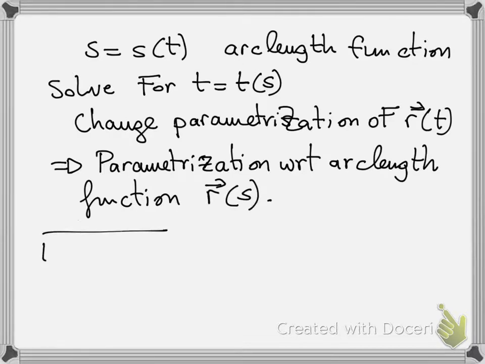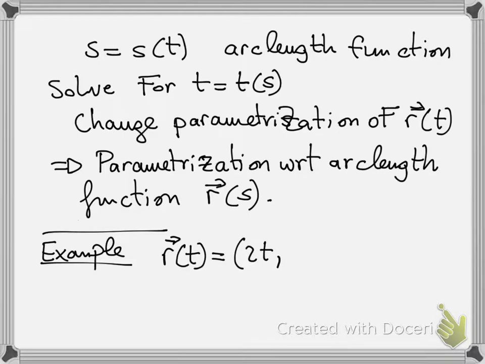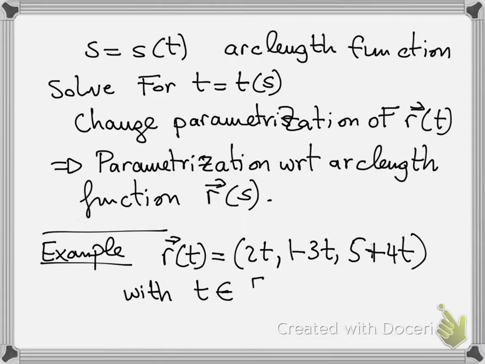So let's do an example. Let's say you have this curve r of t equals 2t, 1 minus 3t, 5 plus 4t, with t from 0 to 1. This interval 0 to 1 is the interval a, b, so a is 0 and b is 1. Let's parameterize the curve with respect to the arc length function.